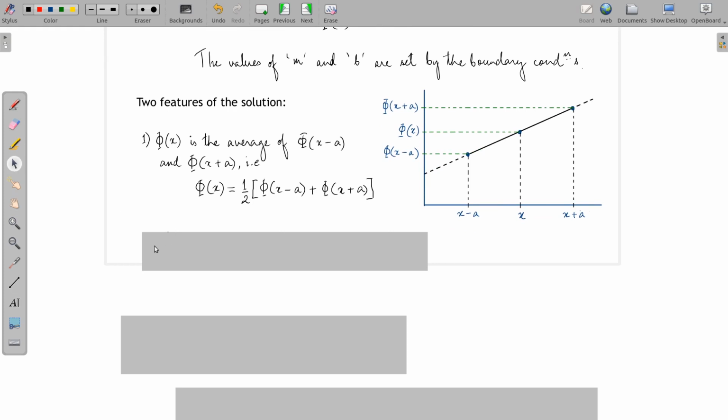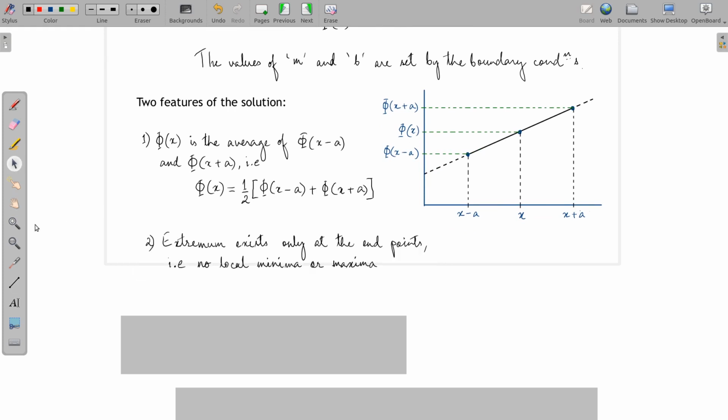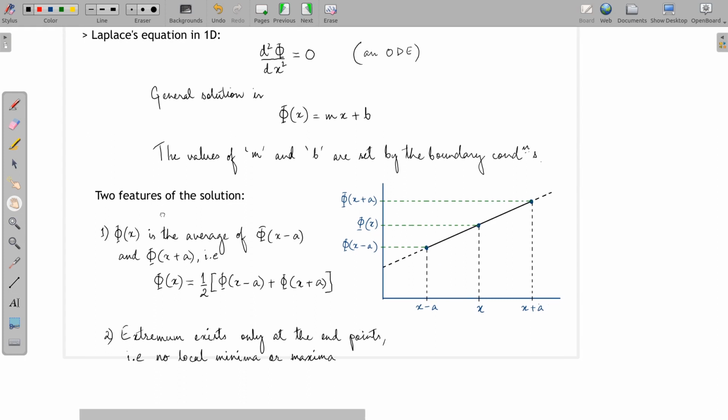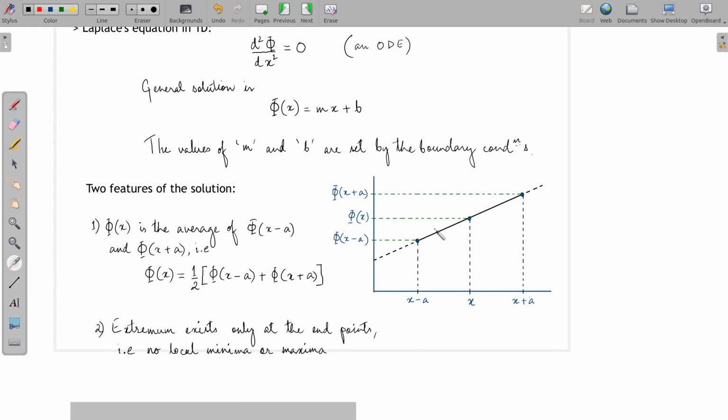That's the first point. And the second point is, you see it's a straight line. The solution is a straight line, and for a straight line function we consider the maxima and minima. So suppose I consider a region here. This is the region which I consider. Then we know that if it's a straight line fit, the maxima and minima can only take place at the boundaries.